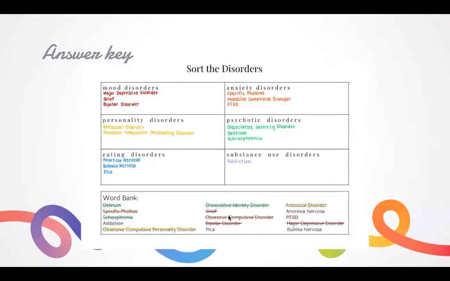Okay, so for each category that I go over, I'm going to go over one specific disorder. So for example, when I'm going to talk about mood disorders, I'm going to talk more into major depressive disorder and so on. So I'm not going to be going over all of the ones here, but I can give you resources about those if you'd like.